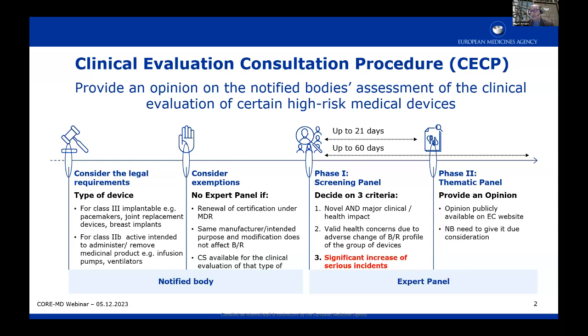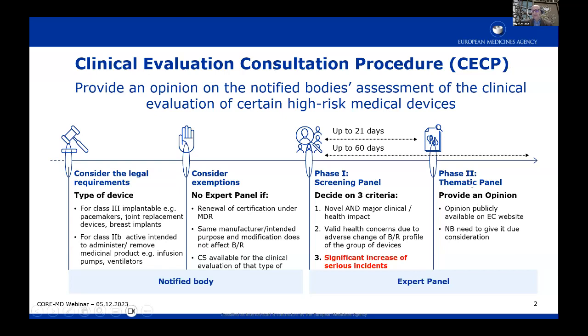So it's a more general criterion. It applies to groups or categories of devices, and this is directly linked to the vigilance process. So whenever it's identified a significant increase in serious incidents for a particular category of products or type of products, this is also a criterion that could be used to trigger the issuing of an opinion.